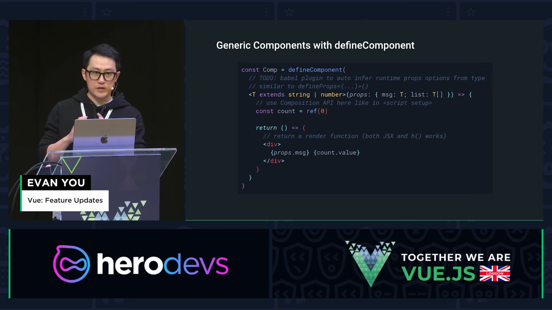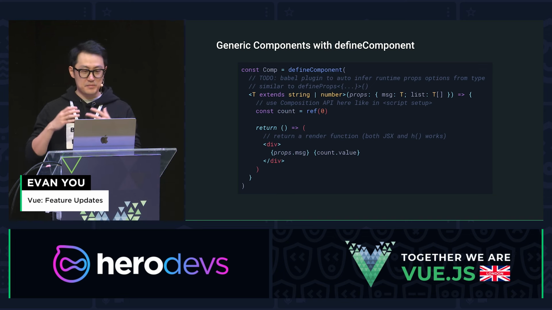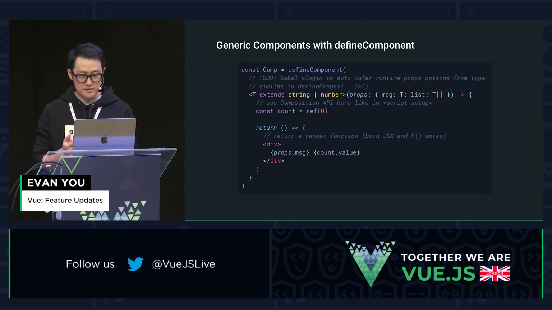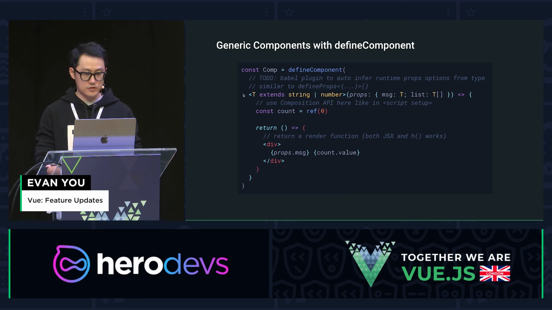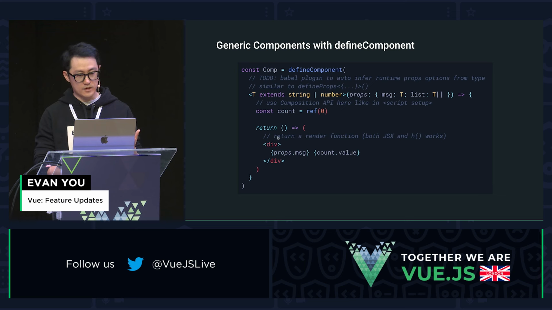Or they have to resort to really, really complex hacks, type gymnastics, type tricks for them to be able to express these things. So we reworked the signature of defineComponent to allow you to directly pass a function with generics to defineComponent. And it works kind of like React function components, with the difference being that instead of directly returning JSX or a render function or virtual nodes, you want to return a function that returns JSX.